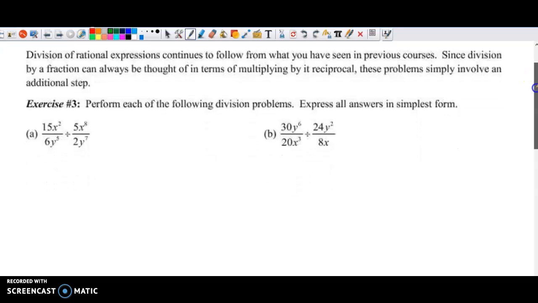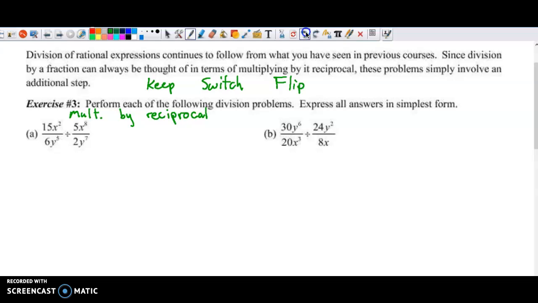Now you may remember from before this, a lot of students come to me and they say, keep, switch, flip. I'm not a big fan of memorizing things, but it is true. Your teacher did not lie to you. The reason why this works is that dividing by a fraction is the same as multiplying by the reciprocal. So your teacher that taught you keep, switch, flip was not lying. It's just, I would rather write it this way.